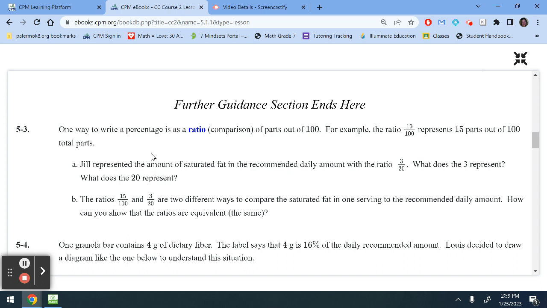So when we're looking at this right here, when we're talking about 3/20, the 3 is in reference to how many grams of saturated fat is in the cheesy mac. And the 20 is in reference to how many we should have in the day. So we have 3 grams in the one serving out of the 20 grams in the entire day. So we're going to go ahead and write that right here.